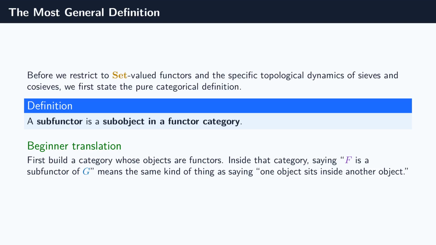In the most general definition, a subfunctor is a subobject inside a functor category. That sentence is compact, so let us unpack it. First, we build a category whose objects are functors. Then saying that one functor is a subfunctor of another means that, inside this new category, one object sits inside another. It is the same familiar idea of inclusion, lifted up one level.